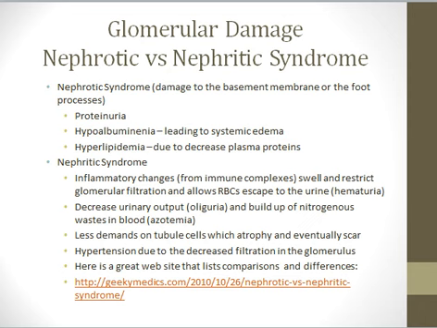Okay, there's going to be less demand on those tubular cells because they're not filtering that filtrate, which is the precursor of urine. They can atrophy and eventually scar. Okay, hypertension can happen because there's a decreased filtration in the glomerulus. The glomerulus senses that. It triggers the renin-angiotensin mechanism. So it'll cause hypertension, and then that'll get very cyclical. Okay, so I basically summarized it all, but there's a great website that lists the comparisons and the differences.